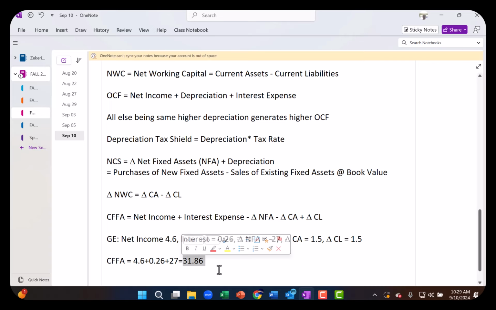But if you look historically at GE, a lot of times you're going to see cash flow from assets being negative. Maybe these days GE is a little bit of a different company than it used to be. If you looked at GE 10 years ago, they were more of an industrial company. Nowadays, a big portion of GE is GE Finance, for example.